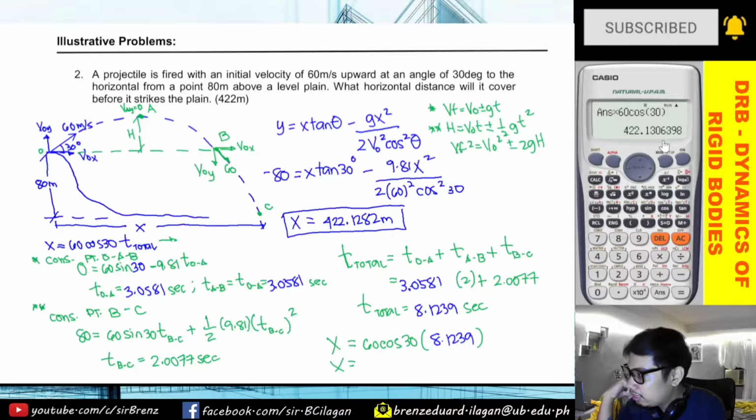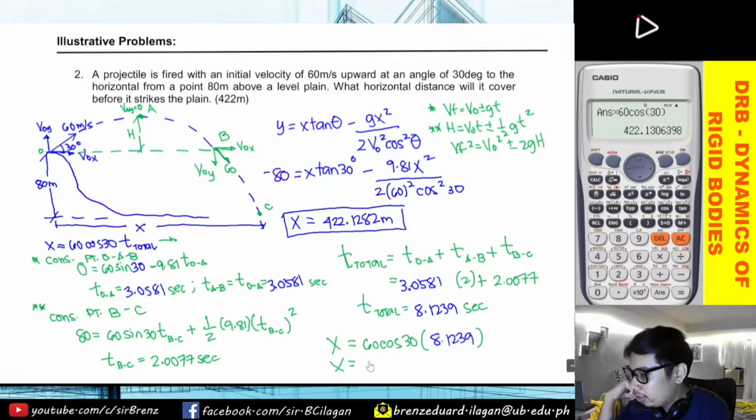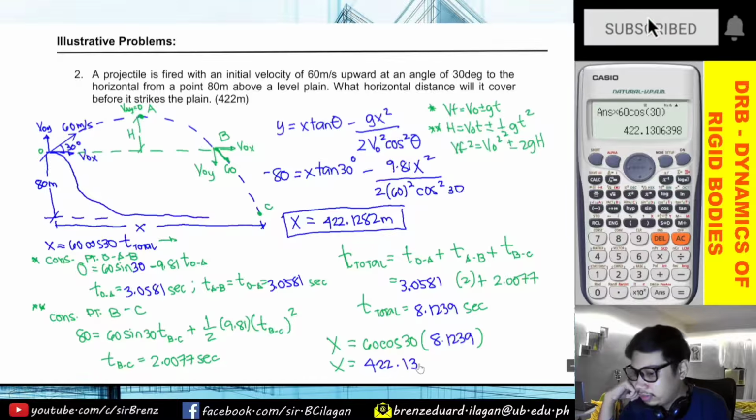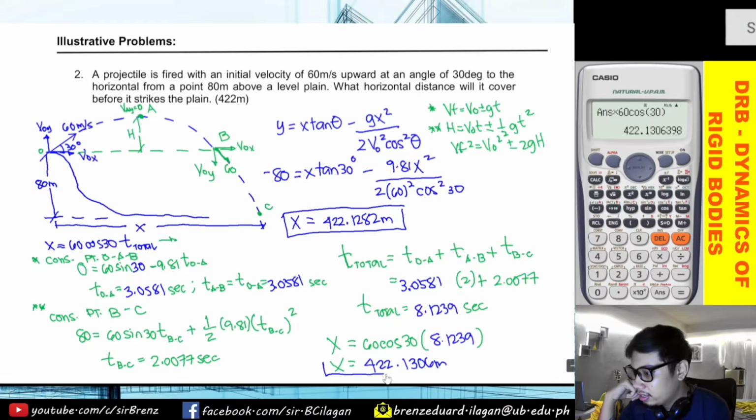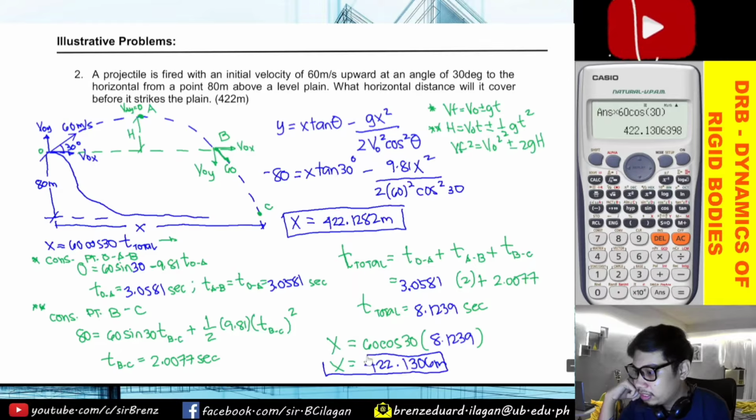So, rounding off lang ito. Pero nakuha natin yung first 4 digits. So, 422.1306. Kaunti na lang, 1282 ito, 1306. So sa decimal place lang naman yung nagkaroon ng discrepancy.